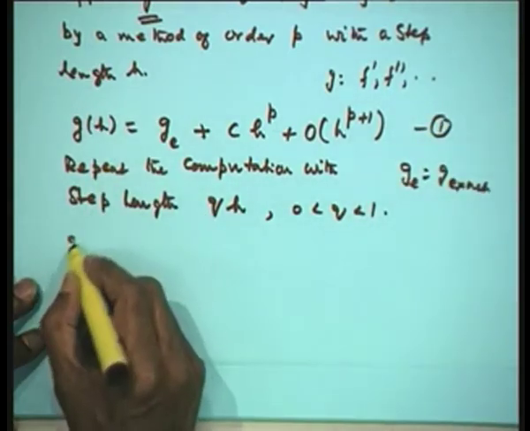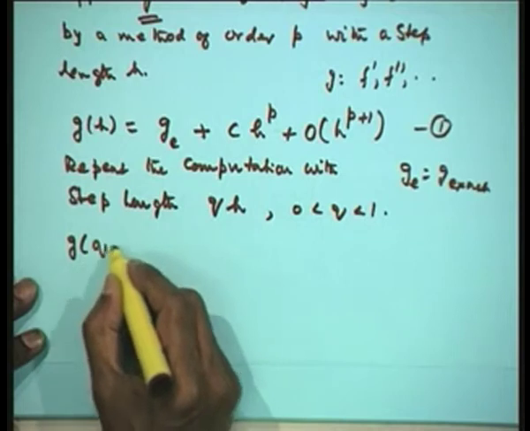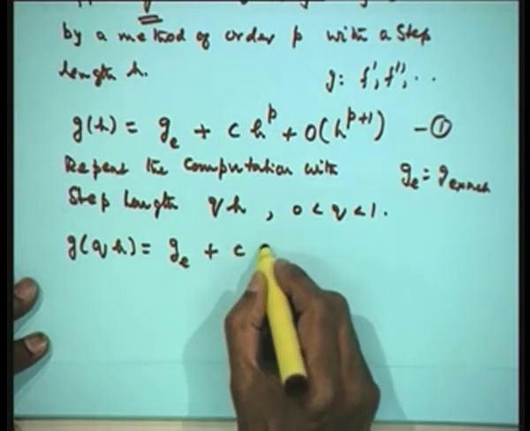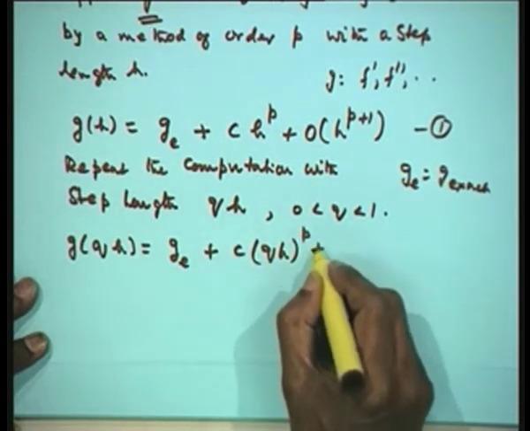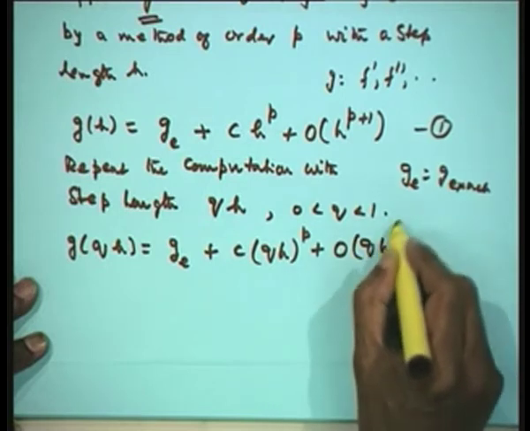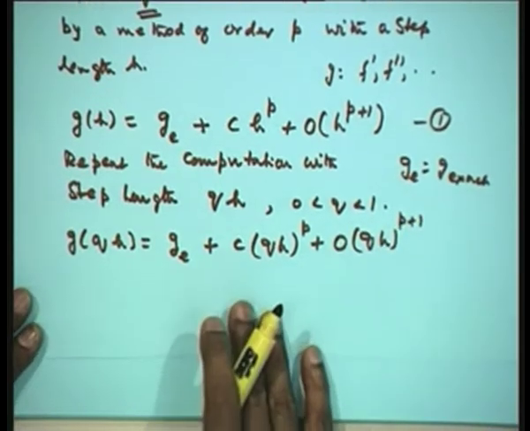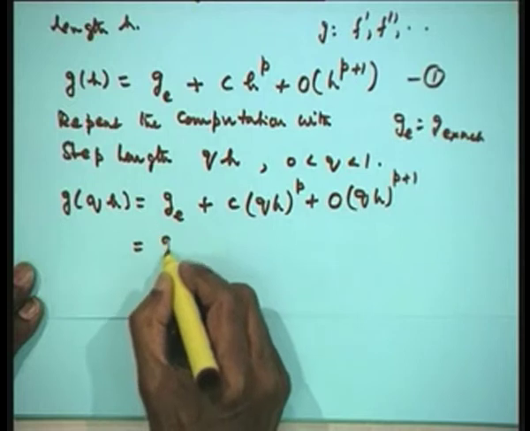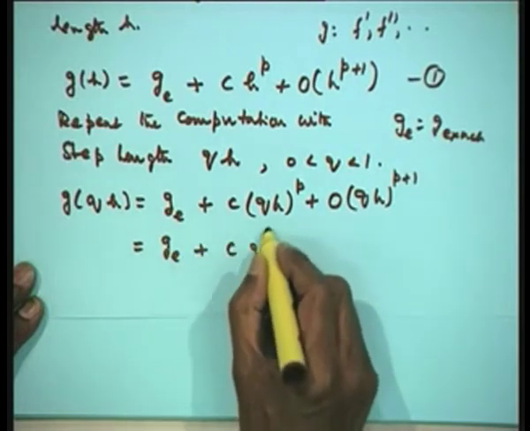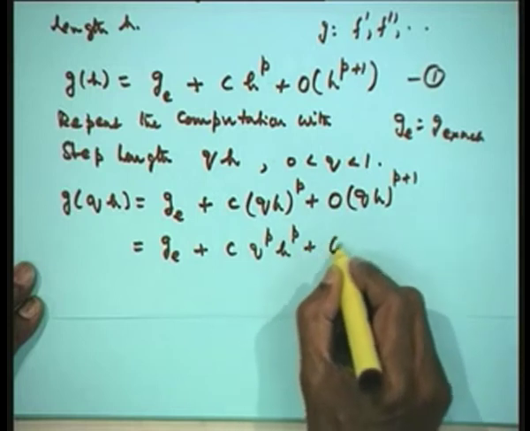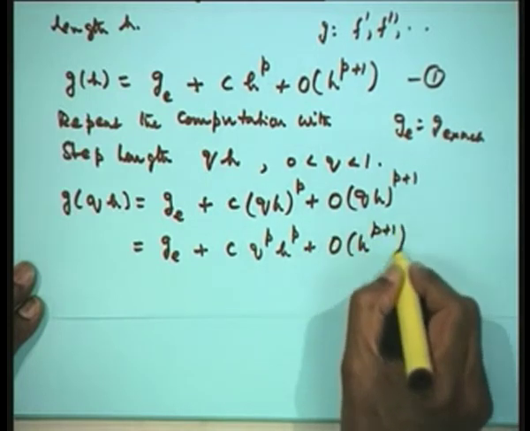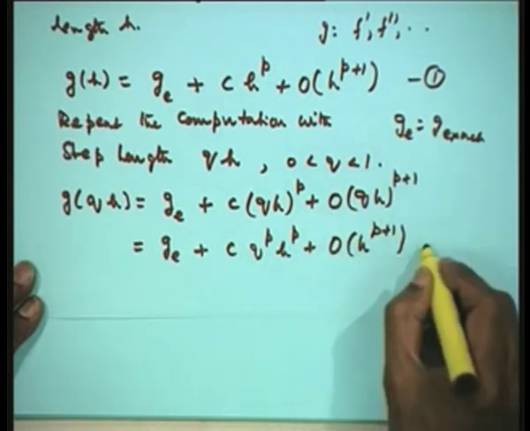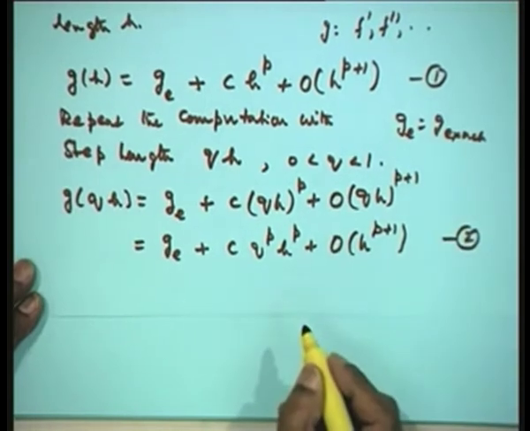Now, this equation 1 will read as g q h is equal to g exact, that remains as it is, plus C q times h to the power of p plus order of q times h to the power of p plus 1. So, g exact plus C q to the power of p h to the power of p plus order of h to the power of p plus 1. This q to the power of p plus 1 is a number which can be absorbed in this order, so we absorb it and write it simply as order of h to the power of p plus 1.